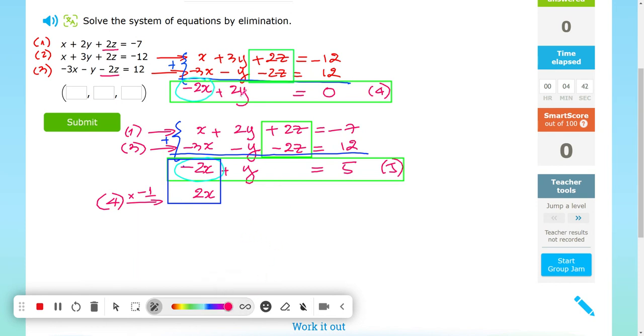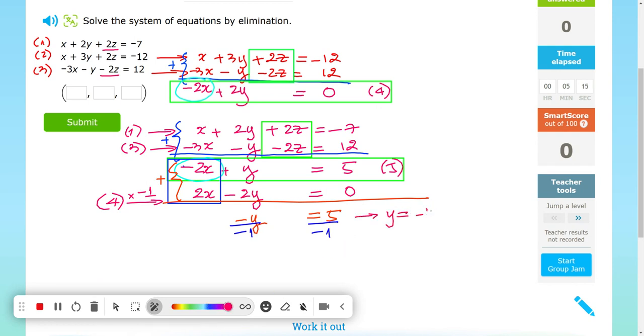So now continue over here. 2y times negative 1 becomes negative 2y. Okay? And then 0 times negative 1 is still 0. So now I can add these two equations together. Here we go. So I got no more x. I got negative y equals 5. Okay? So then I divide by negative 1 on both sides. So I should come out with y equals negative 5.